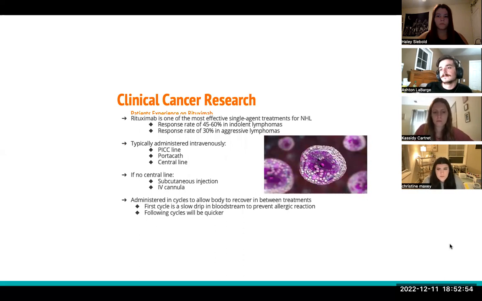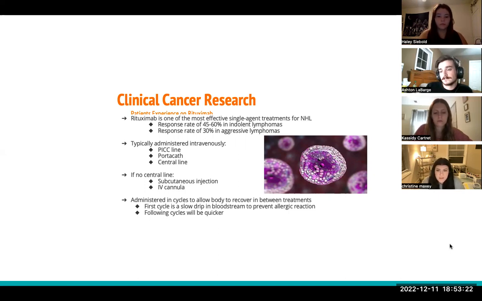Rituximab is one of the most effective single-agent treatments for NHL and works well combined with chemotherapy. It has a response rate of 45 to 60%, even in pre-treated patients. In aggressive types, the response rate is about 30%. It's typically administered intravenously, through a PICC line, portacath, or central line. If there is no central line present, it is administered through subcutaneous injection or an IV cannula.